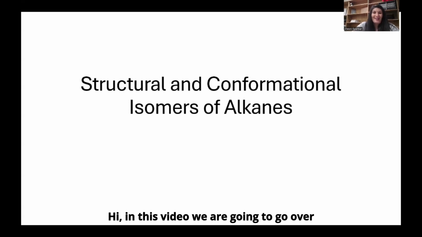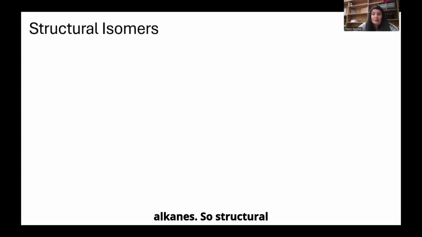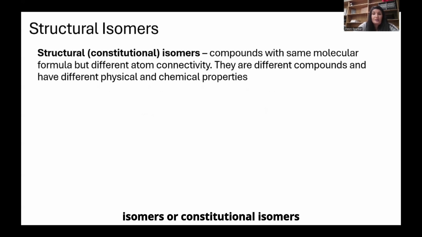Hi, in this video, we are going to go over structural and conformational isomers of alkanes. Structural isomers, or constitutional isomers, are compounds with the same molecular formula but different atom connectivity, so how the atoms are bonded together. They are different compounds and have different physical and chemical properties.